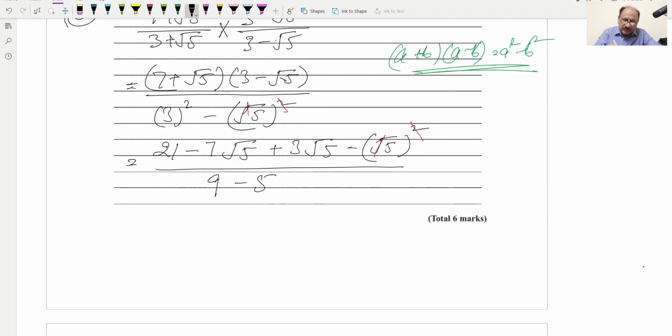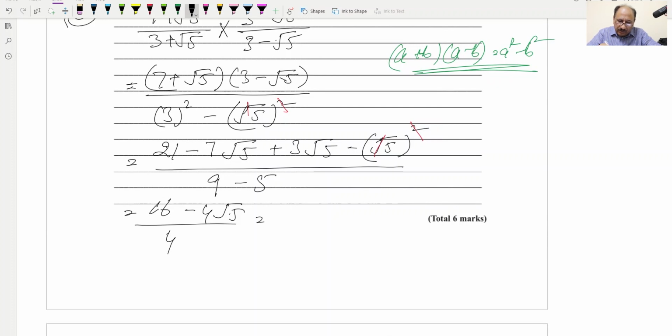5, which is 16. So we can write here 16, and minus 7 under root 5 plus 3 under root 5 will be minus 4 under root 5, and this will be divided by 4.